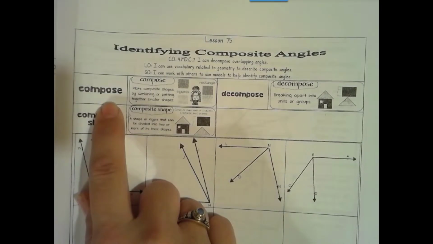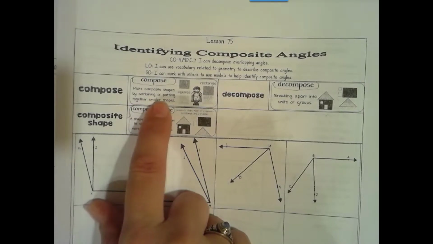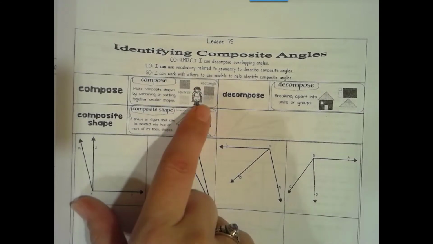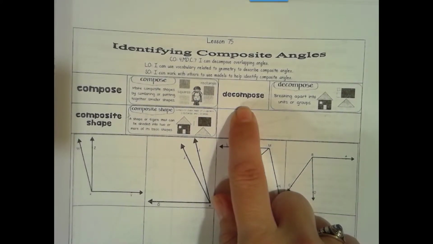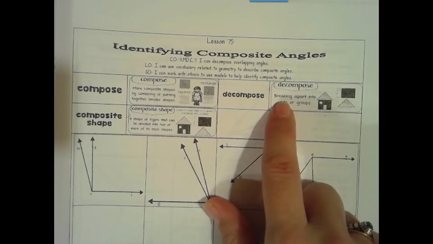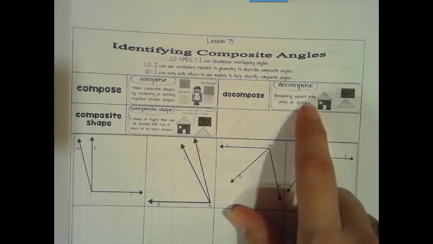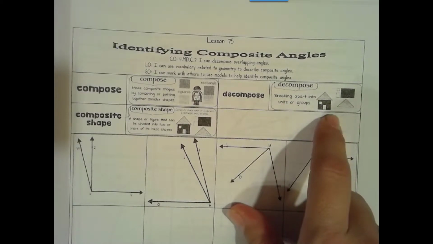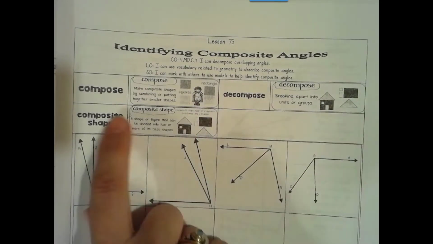So compose. To compose something is to make composite shapes by combining or putting together smaller shapes. You can compose something by putting shapes together, or numbers. Decompose, D means apart in this case. We're going to break apart into units or groups. So we have a shape that has different shapes put together. To decompose them is to take those apart. So we will be taking apart composed shapes.